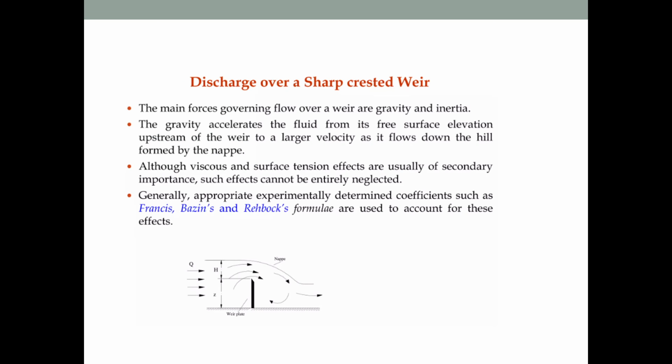The main forces governing the flow over a weir are gravity and inertia. Gravity accelerates the fluid from its free surface elevation upstream of the weir to a larger velocity as it flows down the weir, forming the nappe. Viscous and surface tension forces are also present, but they are very small, so we neglect them. Generally, we also have some approximate coefficient formulas for accounting for these effects.